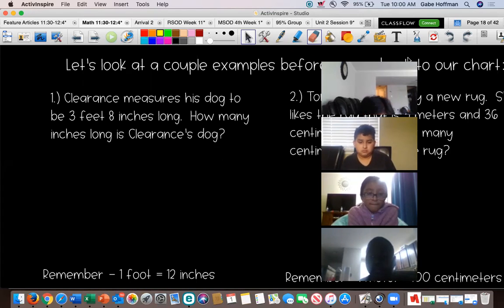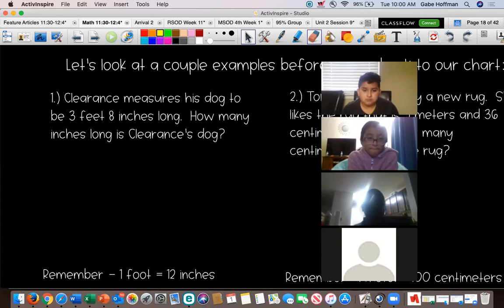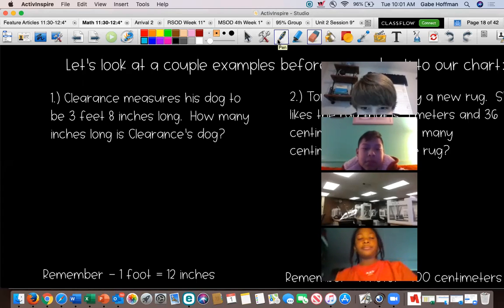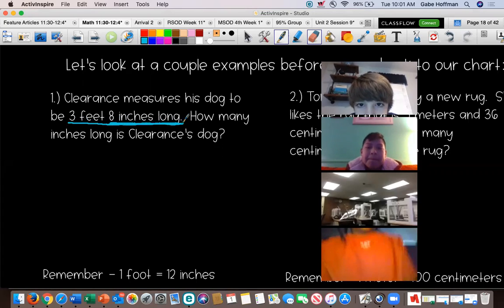All right, so let's look at the first problem. It says Clarence measures his dog to be 3 feet 8 inches long. How many inches long is Clarence's dog? So let's just stop for a second. Marvin, can you tell me how long we know that Clarence's dog is already in the problem? 8 inches. It's not just 8 inches. We have 8 inches as part of it, but we also have 3 what? 3 feet. Very good. 3 feet and 8 inches.